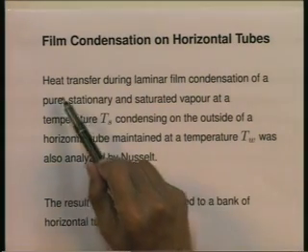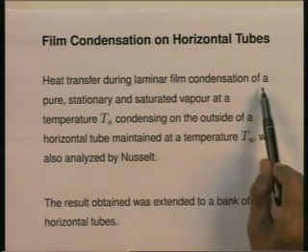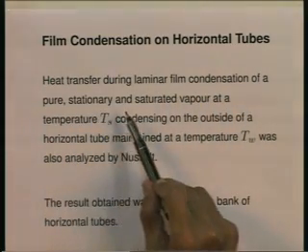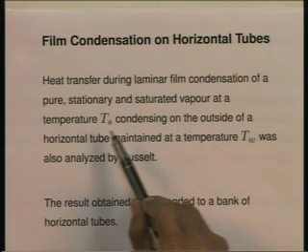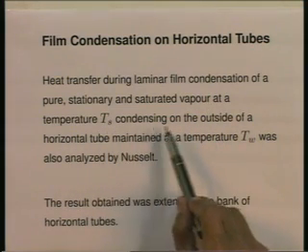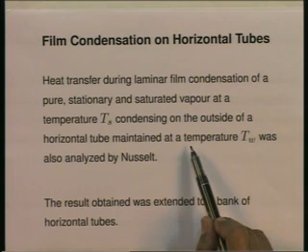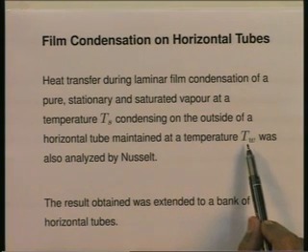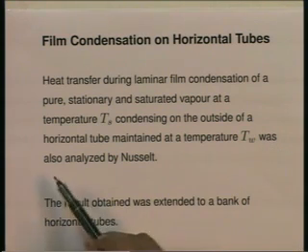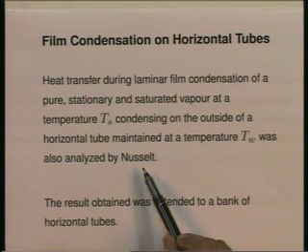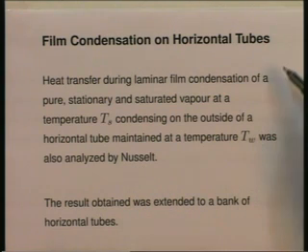So, we are going to study heat transfer during laminar film condensation of a pure stationary and saturated vapor at a temperature T s, condensing on the outside of a horizontal tube maintained at a temperature T w. This problem was also analyzed by Nusselt. The difference between this problem and the earlier problem is in the geometry. Earlier it was a vertical plate, now it is a horizontal tube on the outside of which the condensation is taking place.